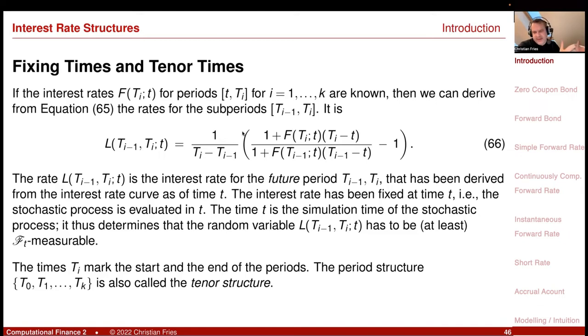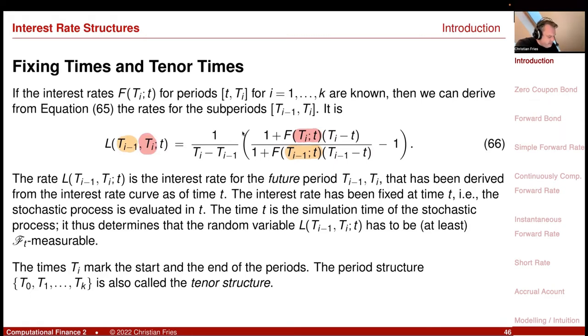Okay, just take the difference. Yeah? I mean, F is like an integral, L is like a differential. Take the difference of two F's, the F from little t to t_{i-1}, and F from little t to t_i. Then, by taking the ratio minus one divided by the time, you get, of course, the L from t_{i-1} to t_i. The L is called then forward rate.